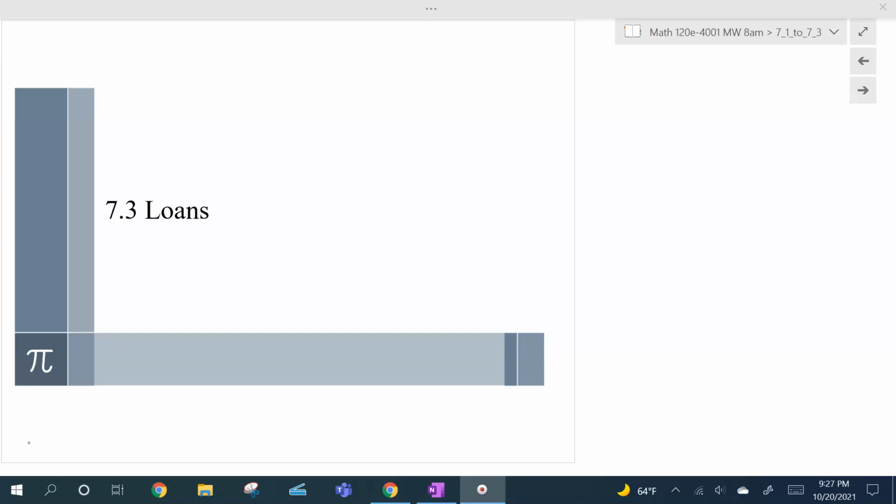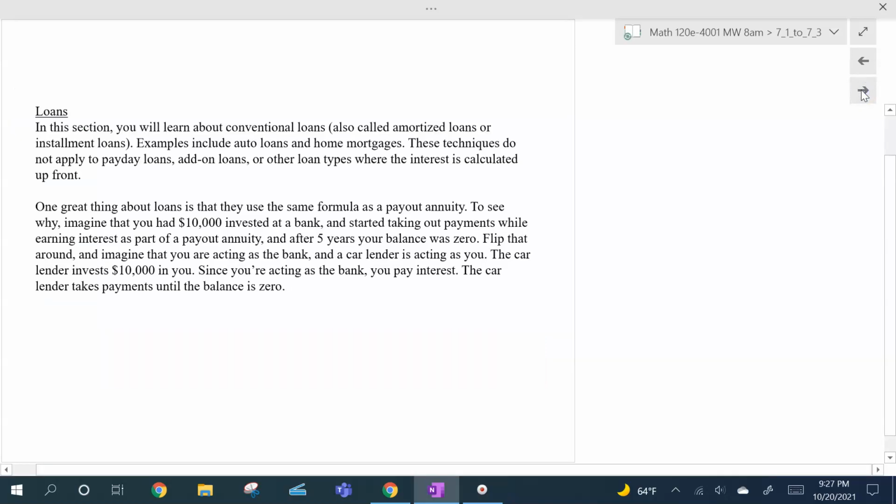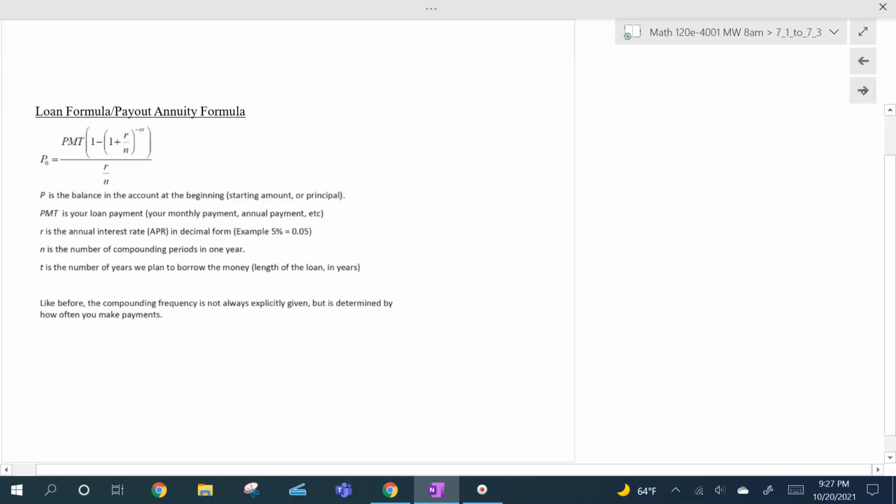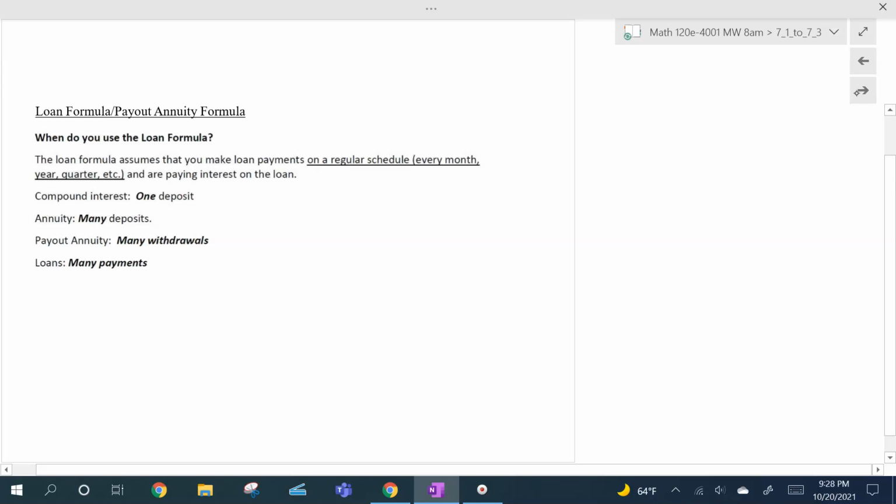We're taking a look at loans in this section. So, conventional loans, the nice thing about this section is they use the same formula as the payout annuity. If you remember from our last section, P subscript 0 is the balance in the account at the beginning, in other words, the loan balance. Payment is your monthly payment that you're going to make on that loan. R is your interest rate, and compoundings per year, and so on. T is time in years.